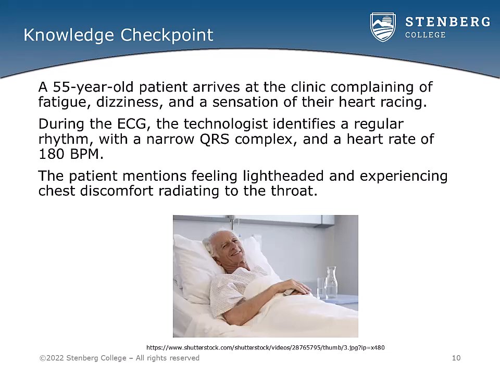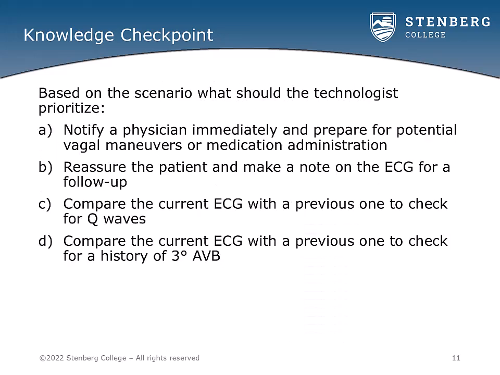A 55-year-old patient arrives at the clinic complaining of fatigue, dizziness, and the sensation of their heart racing. During the ECG, the technologist identifies a regular rhythm with a narrow QRS complex and a heart rate of 180 beats per minute. The patient mentions feeling lightheaded and experiencing chest discomfort radiating to the throat. Based on the scenario, what should the technologist prioritize?